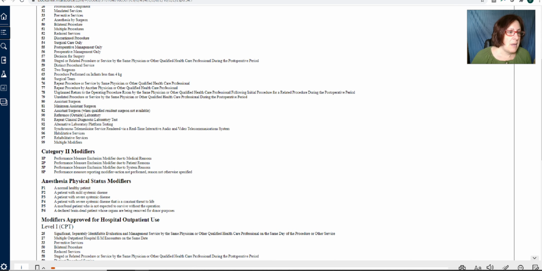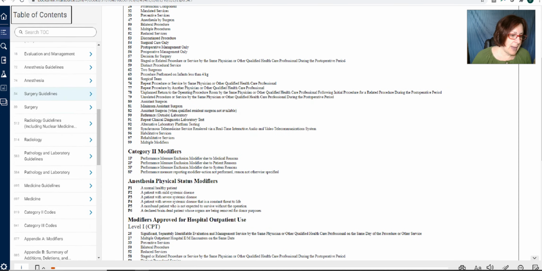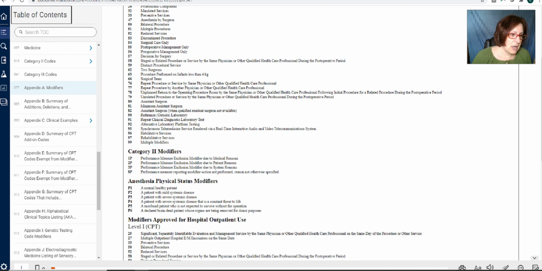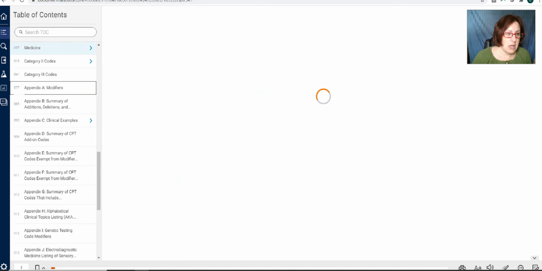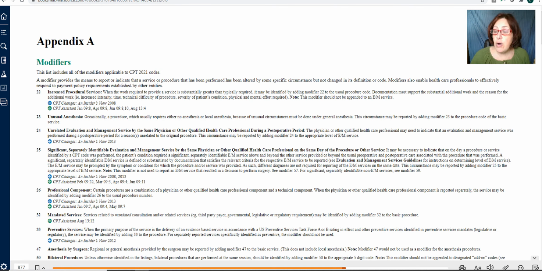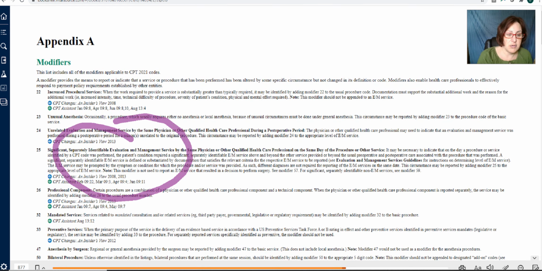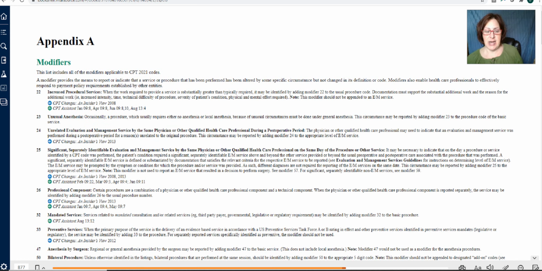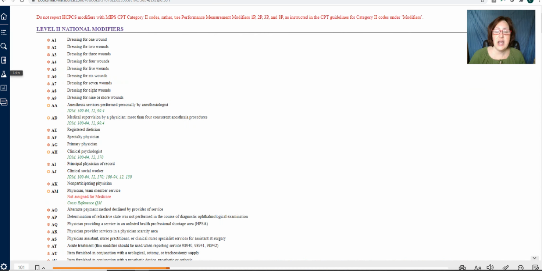Fabulous. But there's also an appendix in your CPT book of the modifiers that gives you more than just that one little sentence that the inside front cover has. This one has a couple of sentences, sometimes even almost a full paragraph, because you need more full explanation. You will only find the CPT modifiers in this book. So where do you find the rest? You have to go to the HCPCS book.